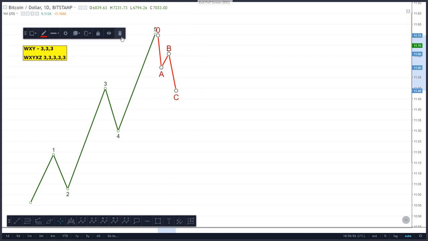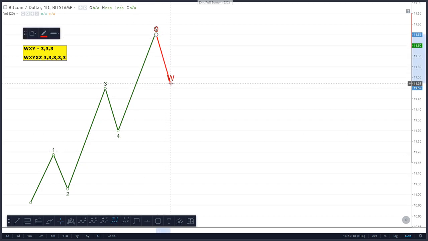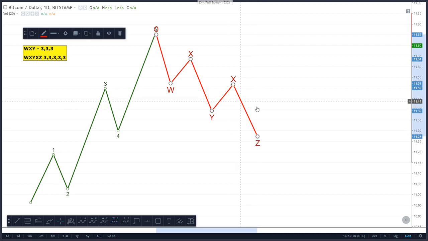and now we're just going to touch on the WXYXZ. So basically we've got 3 corrective patterns here joined by these smaller corrective patterns which are labeled X. So the main corrective patterns are the W, the Y, and the Z. So let's just plot this on here. So we've got W is our first corrective pattern, then we're going to connect in wave X before our second corrective pattern, which we call Y, then we have our second X here, and then we have our final corrective pattern, which we call Z.